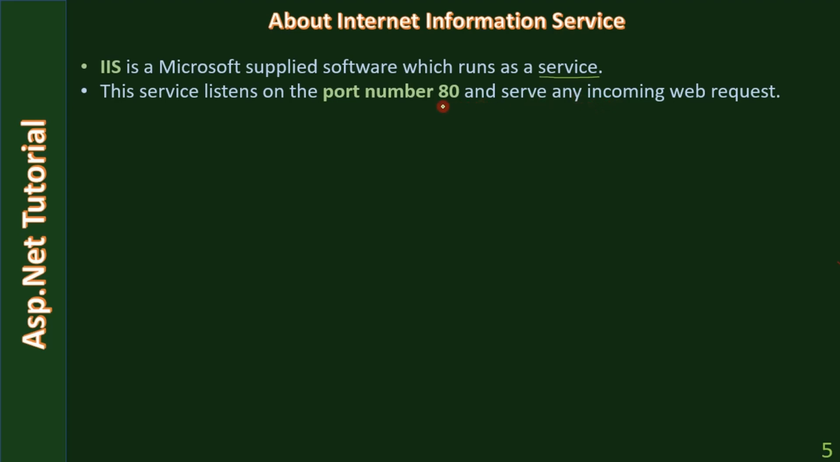Since we talk about IIS as a web service, it will serve any incoming request. The request comes through the HTTP protocol, and the server machine listens on a dedicated port, and the port is 80. So all incoming requests come to this machine through this port number 80.